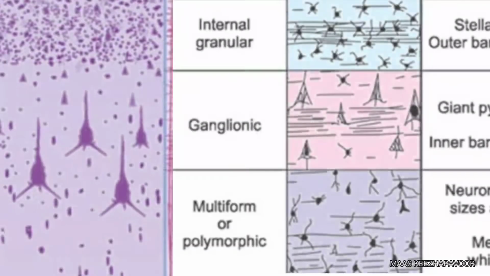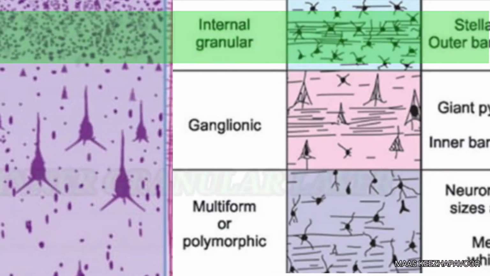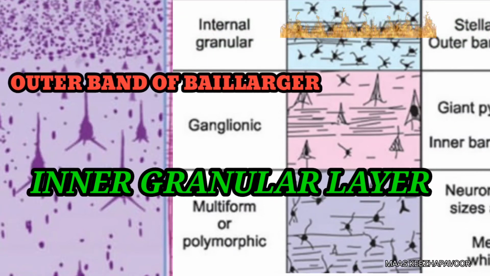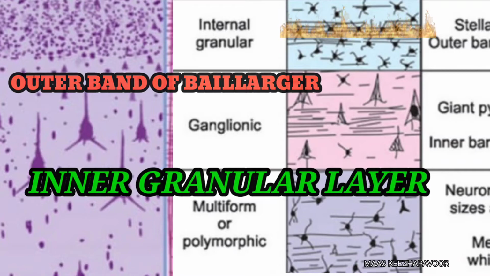The next layer is the inner granular layer with densely packed stellate cells. In this layer, the outer band of Baillarger is seen. These are aggregations of transversely running myelinated fibers.